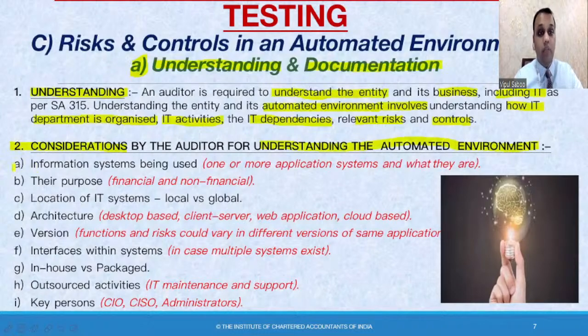First, the information systems being used: how many systems are being used, where, is a server being maintained, what software and application systems are you using, one or multiple systems. This is how the information department is organized. What is the purpose of each system? To carry out calculations, for financial purposes or non-financial.